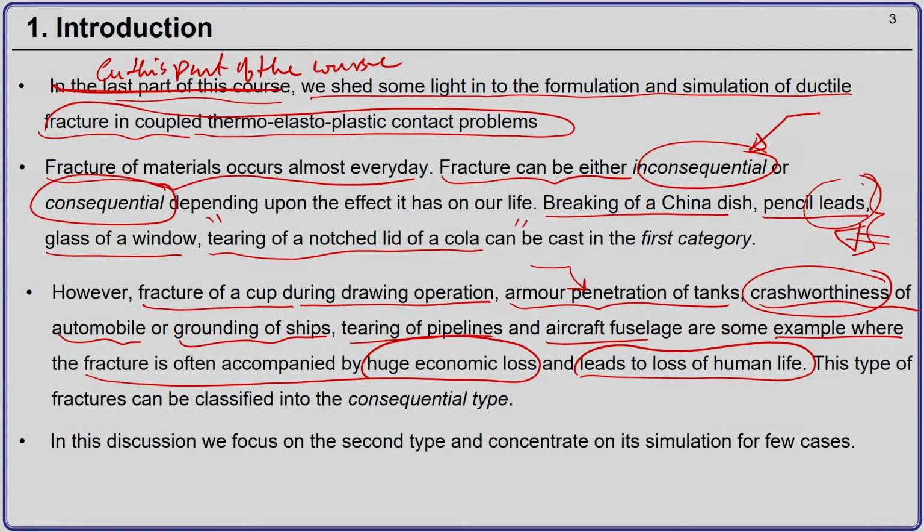Okay. And then this grounding of ships. So, the hull of the ship, if the ship is grounded, it touches the sea floor, then cracks appear in the hull, and if the ship is carrying some nasty kind of chemical like petroleum, it may spill and cause a lot of problems.